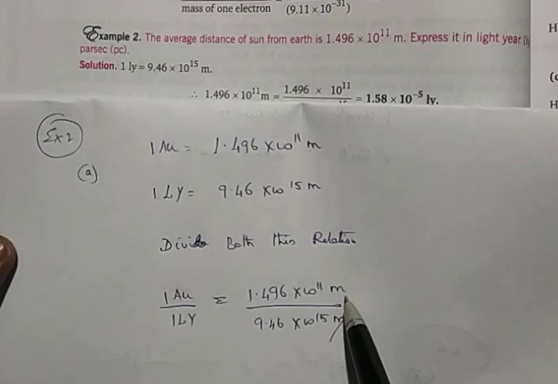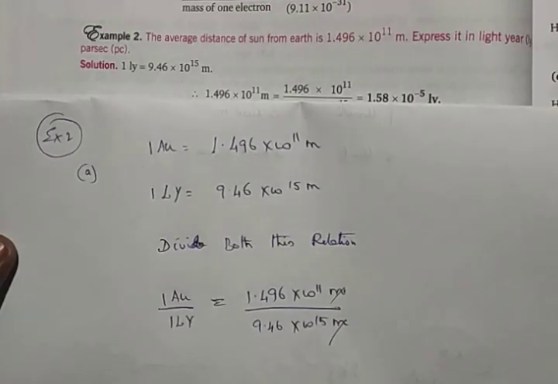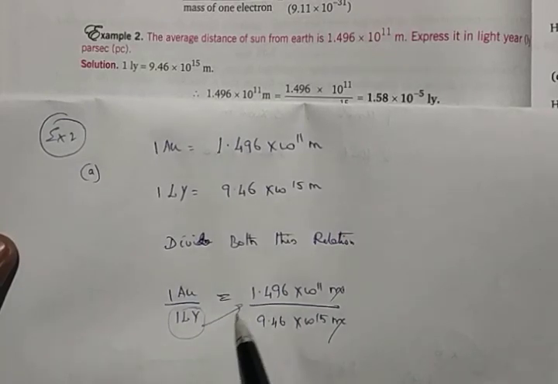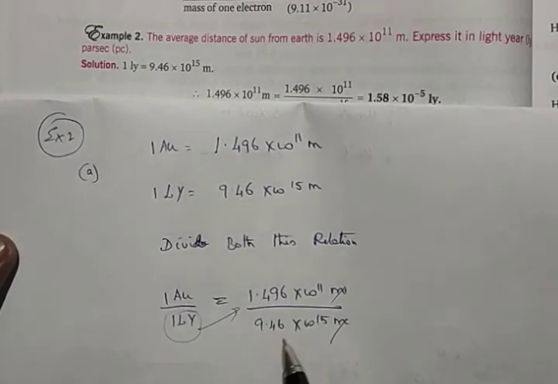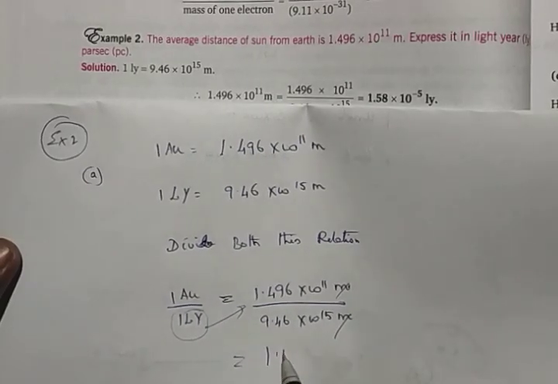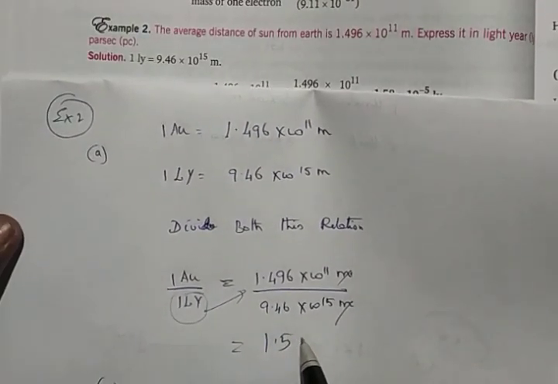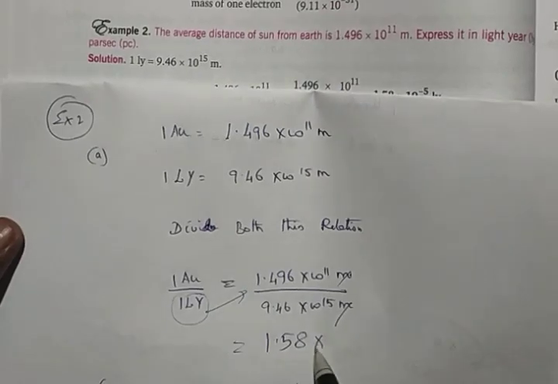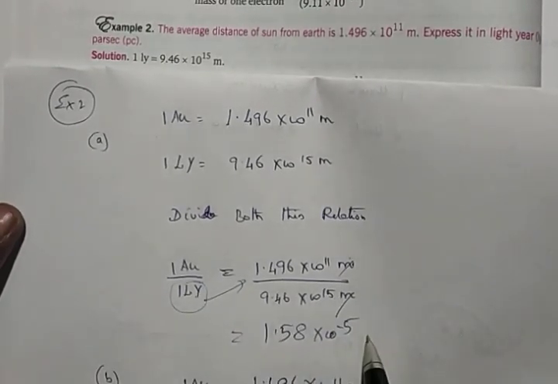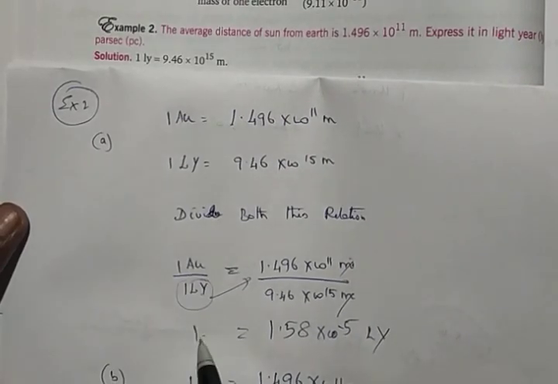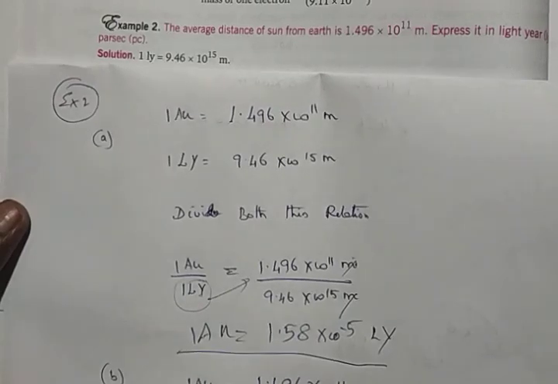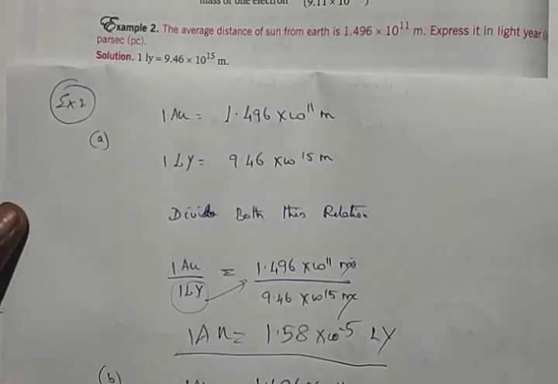Now meters and meters will get cancelled out. So what you will know? 1 AU is equal to this light year will get cross multiplied, and finally this whole thing, whatever the answer you get, that's going to be the answer here. It will be 1.58 into 10 to the power of minus 5. This light year has gone up there. That will be 1 AU. So that's an easy calculation that you will get here.